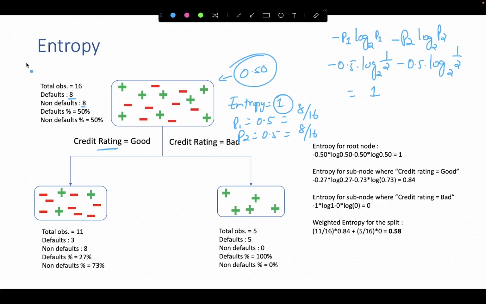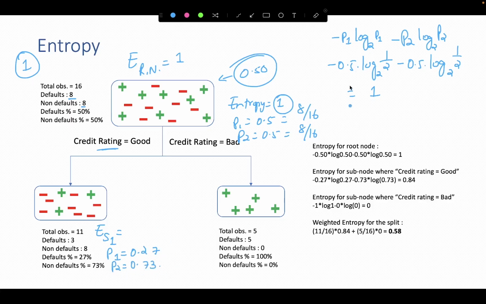So the very first step involves finding entropy values at every individual node. At the root node, the entropy value that we have calculated is 1. Likewise, we also calculate the entropy value at subnode S1. The P sub 1 value is going to be 0.27, and P sub 2 is going to be 0.73.